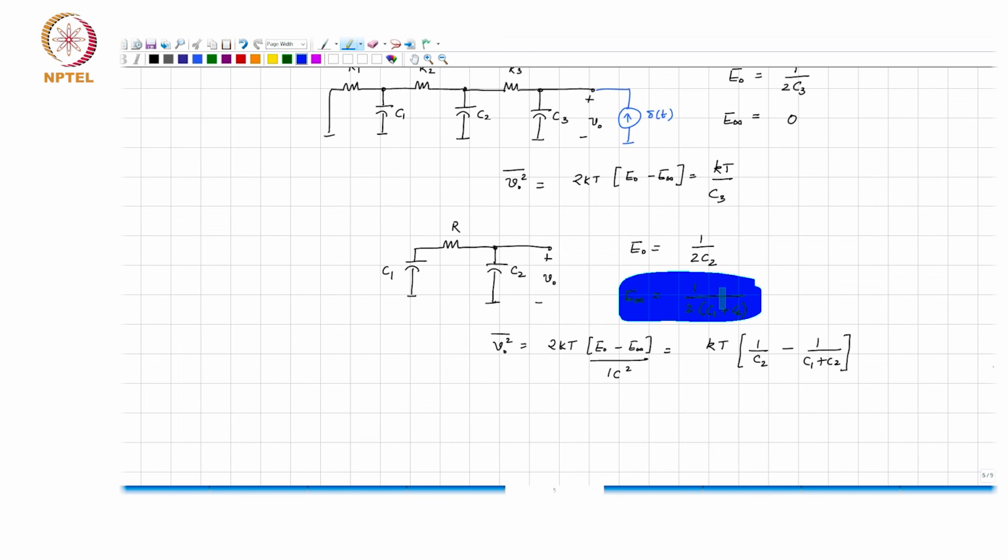Okay. And a sanity check: if C1 goes to infinity, it is like having a short circuit there, and it should reduce to kT over C2, alright.